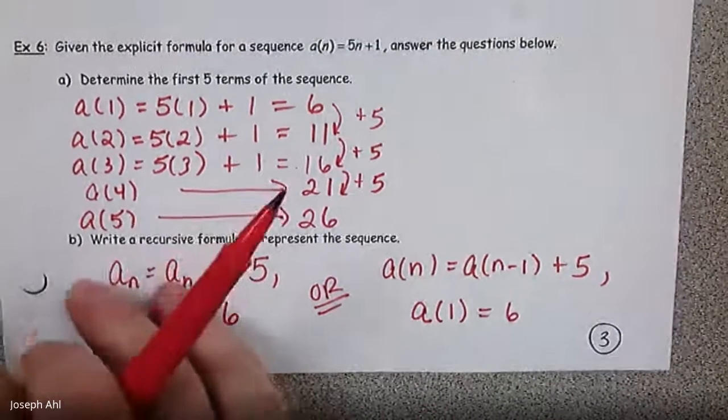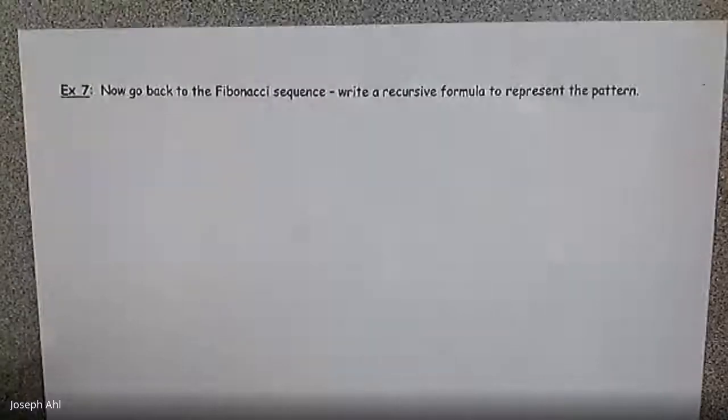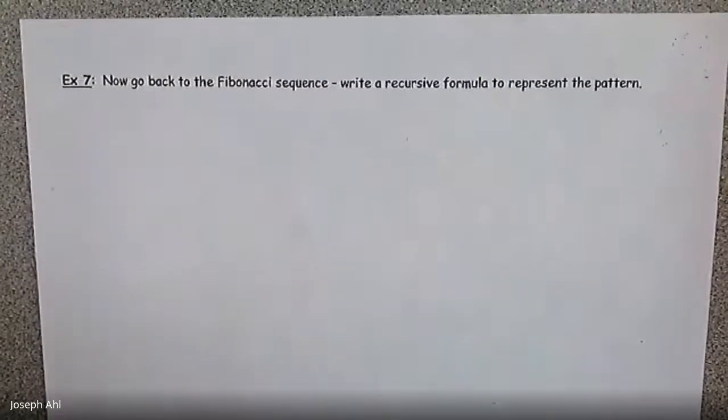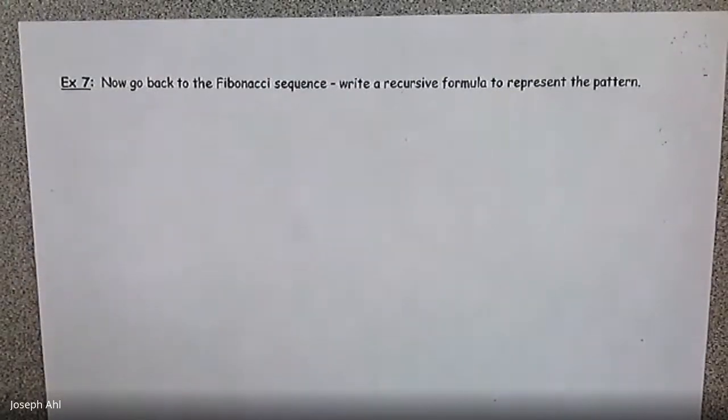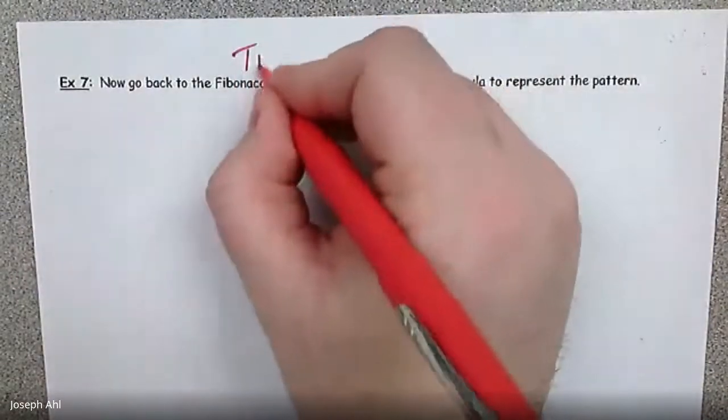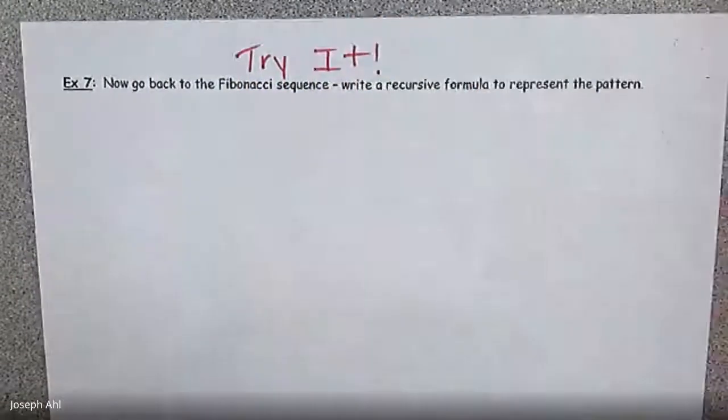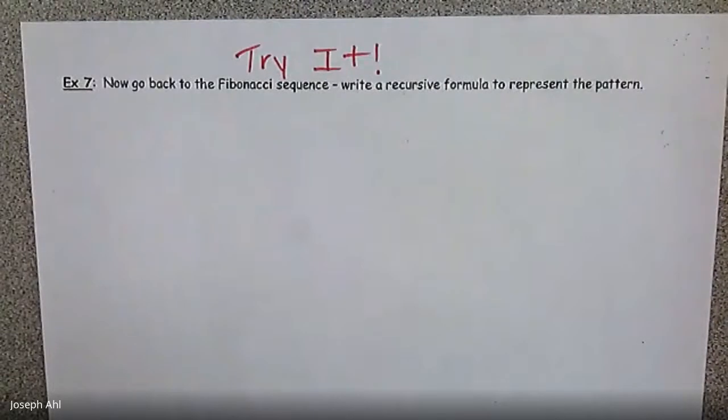All right. Last thing we're going to do today is we're going to go back to something we talked about in the beginning: hey, what about that Fibonacci sequence? Write a recursive formula to represent the pattern. And you know what? I'll let you think about this one too. I'll keep you in suspense. Think about the Fibonacci sequence. Can you define it recursively? You're going to need a couple extra things there because remember, it depends on adding 2 terms together to get to the next term. So think about a recursive definition there.